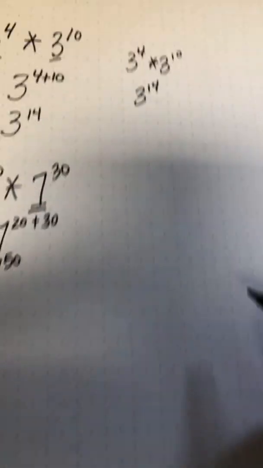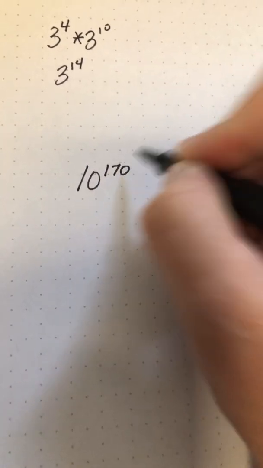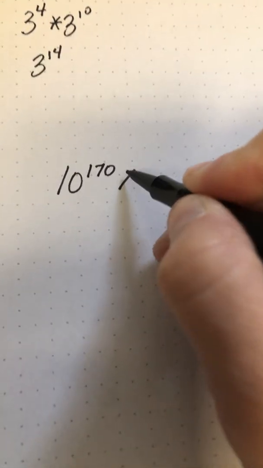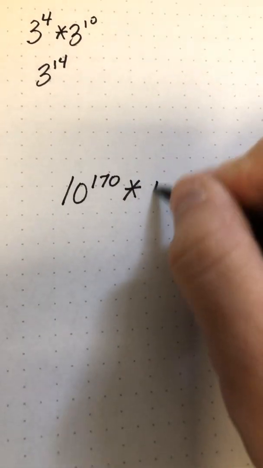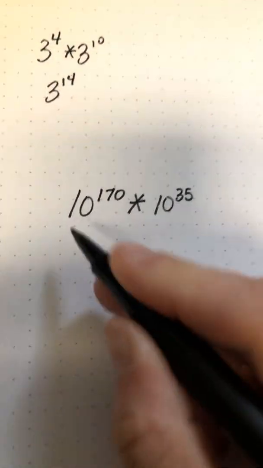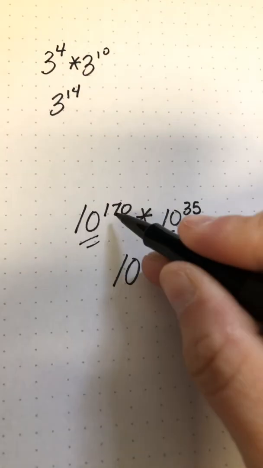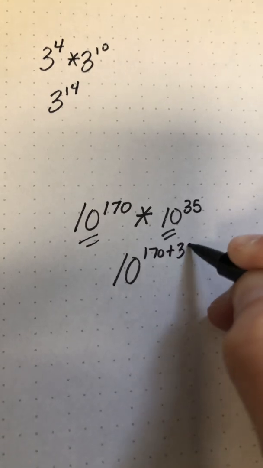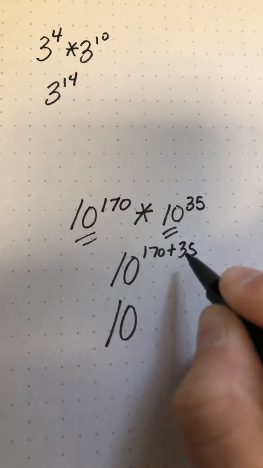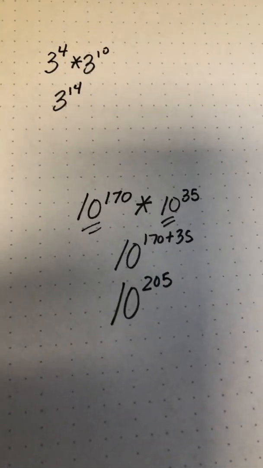Let's try another one. 10 to the 170th power. That's a big exponent. If we had to write all those tens or all those zeros, we would be writing for days. Multiplied by 10 to the 35th power. The base is the same, so the base stays the same. Now I'm going to add 170 plus 35. 170 plus 30 is 200 and another 5, so 10 to the 205th power.